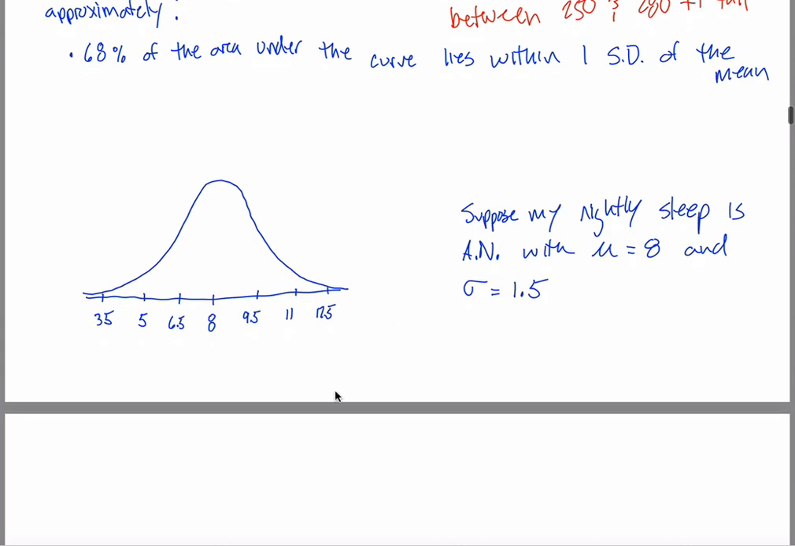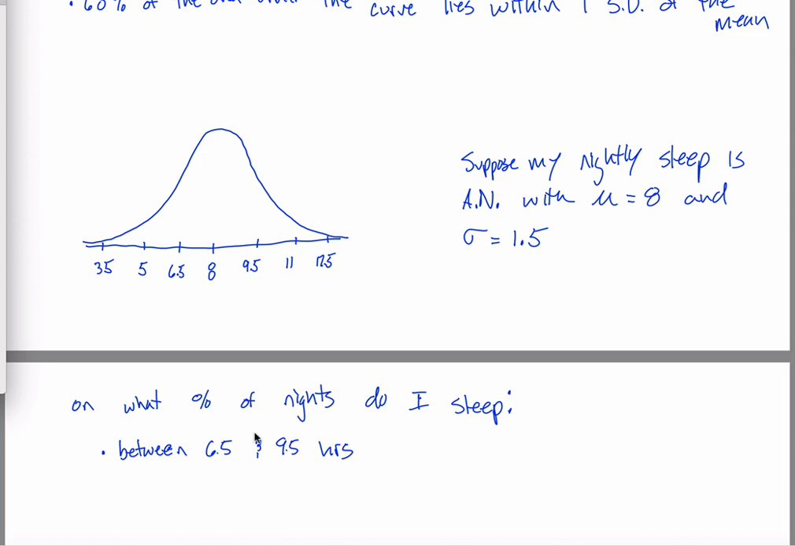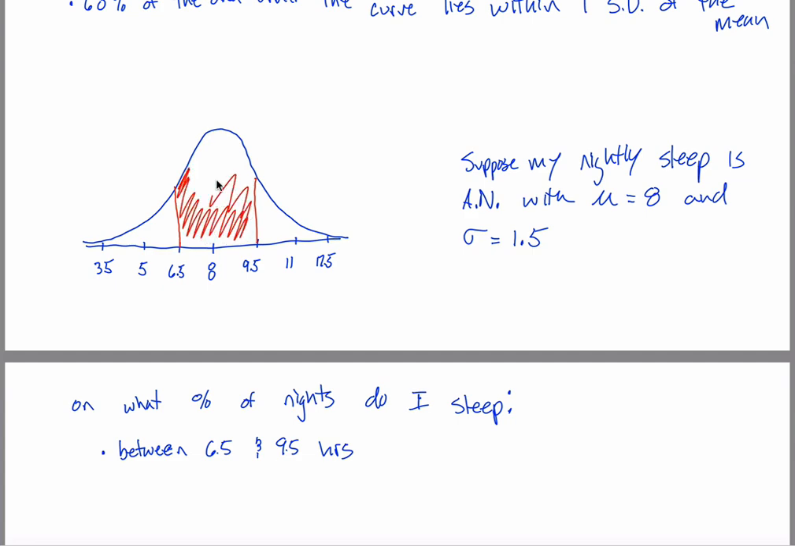What if I asked you the question, on what percent of nights do I sleep, and then I'll put a colon here. And for the first question, I'll say between 6.5 and 9.5 hours. If I asked you this question, you've already drawn this picture just based on this information that was given. And then you're like, 6.5 hours, that's right here. 9.5 hours, that's right here. What he's asking me is how much area is there underneath the curve between 6.5 and 9.5.